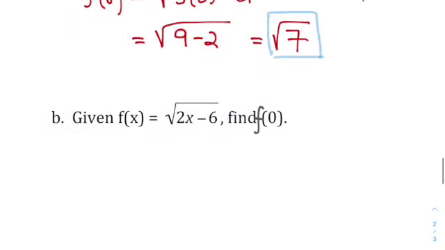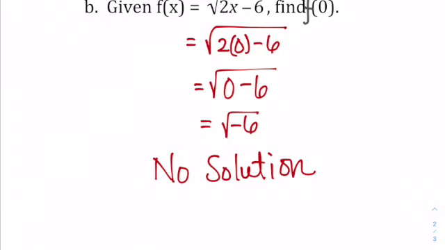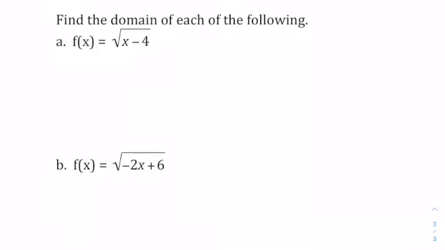The next one, you guys go ahead, try it. So next problem, letter B says f of x equals square root of 2x minus 6. Find f of 0. Plugging in 0, it's a square root of negative 6. And because we know that no negative number can be under the square root, therefore this problem has no solution. Then the next section says find the domain of each of the following.